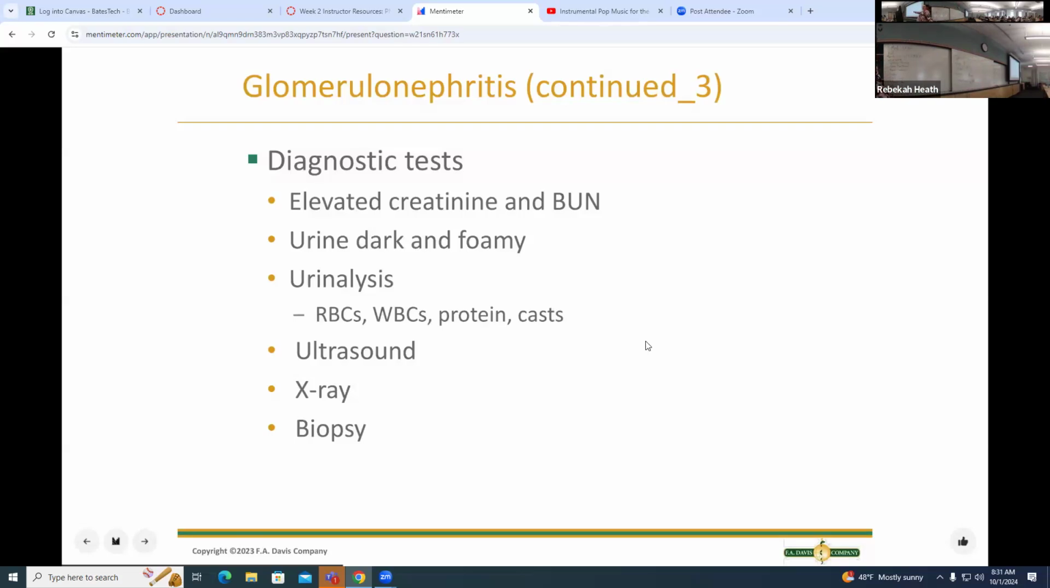Diagnostic test, we're going to be looking at their urine, right? It's probably going to be dark. It might be foamy. They're going to be spilling out the white blood cells, red blood cells, proteins, all of that in the urine. Do you guys remember from the video last week what casts are?